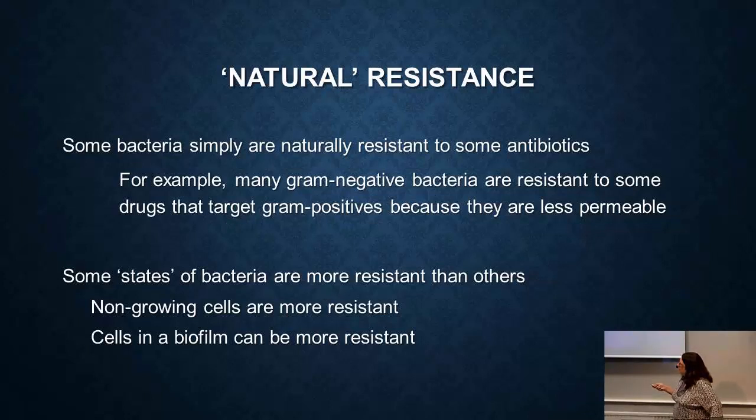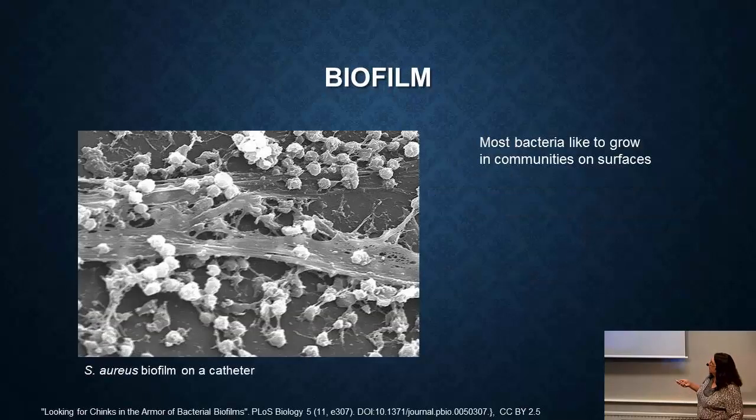The other example of a natural state is a biofilm. And cells in biofilms can be much more resistant to antibiotics. I'm going to explain what a biofilm is. So this is a picture, an electron micrograph of a biofilm that was taken from a catheter. So this is Staph aureus that is growing on the surface of that catheter.